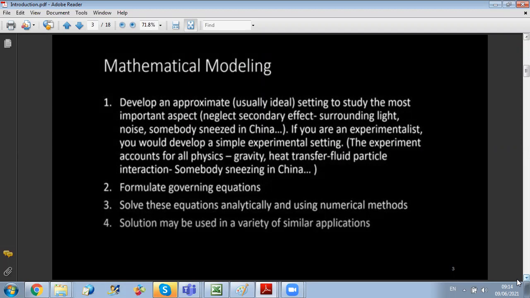So a solution may be used in a variety of similar applications. As you will see in this course, we will develop general numerical techniques that will be applicable in a variety of applications.